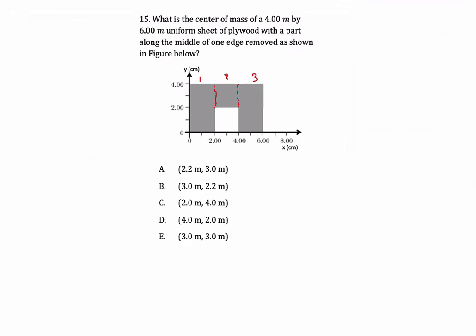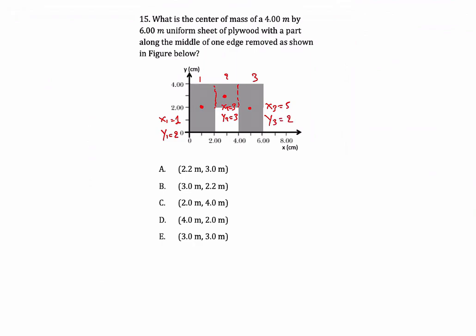And what we can say is that the first object, since it is symmetrical, has the center of mass exactly at the center, so we can say that the x1 is equal to 1 centimeter, and the y1 is equal to 2 centimeters. Now the x2 is 3, and the y2 is also 3, and the x3 is 5, and the y3 is 2.